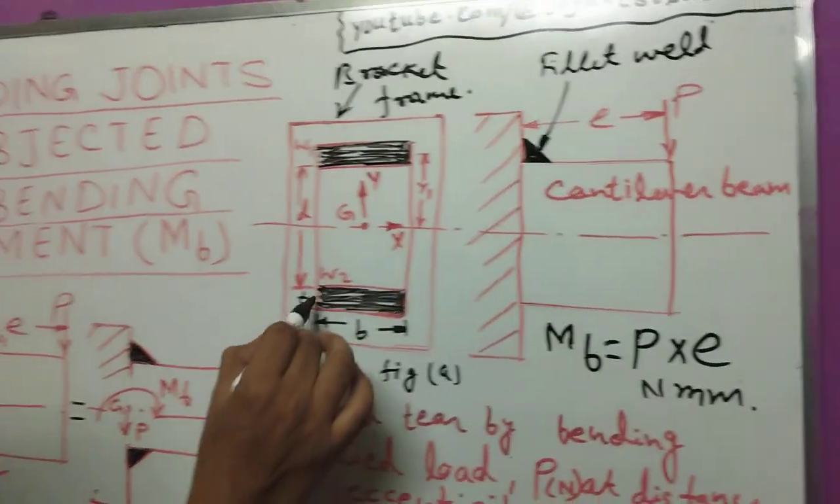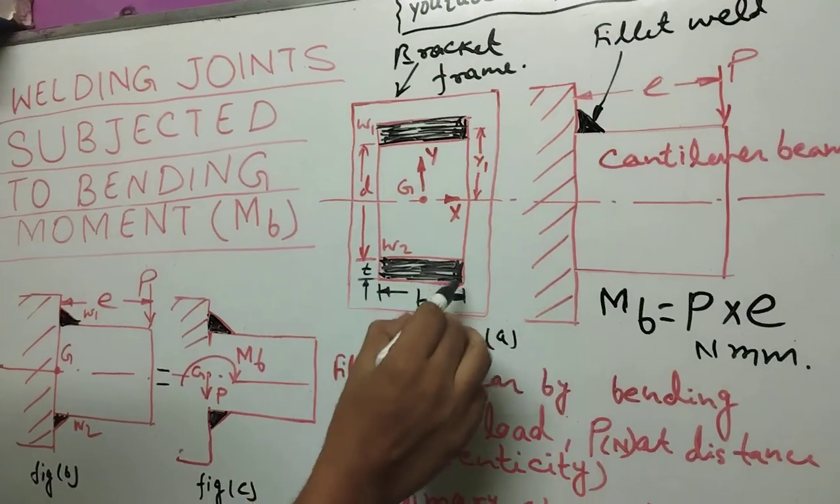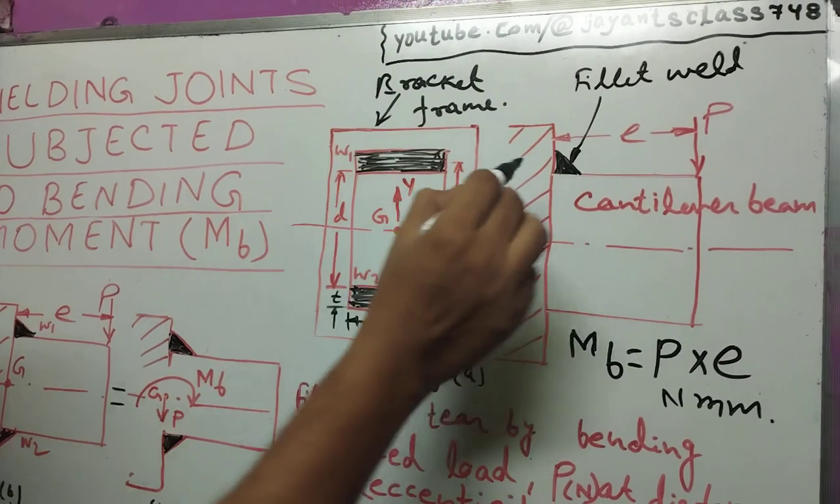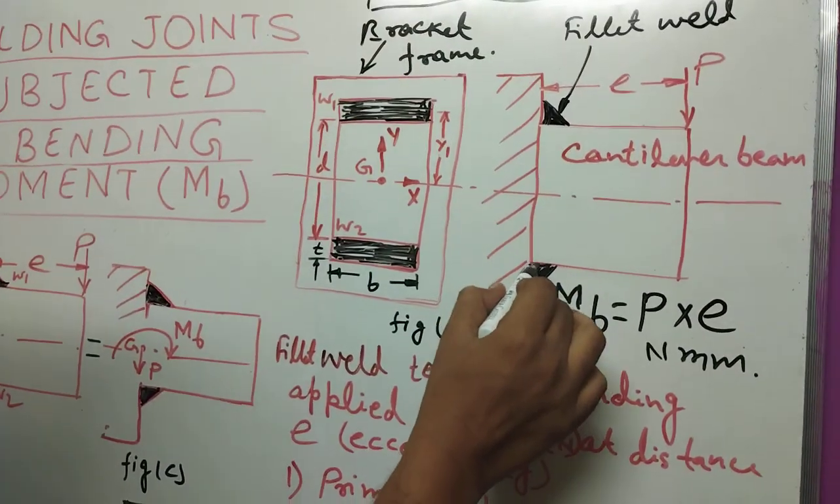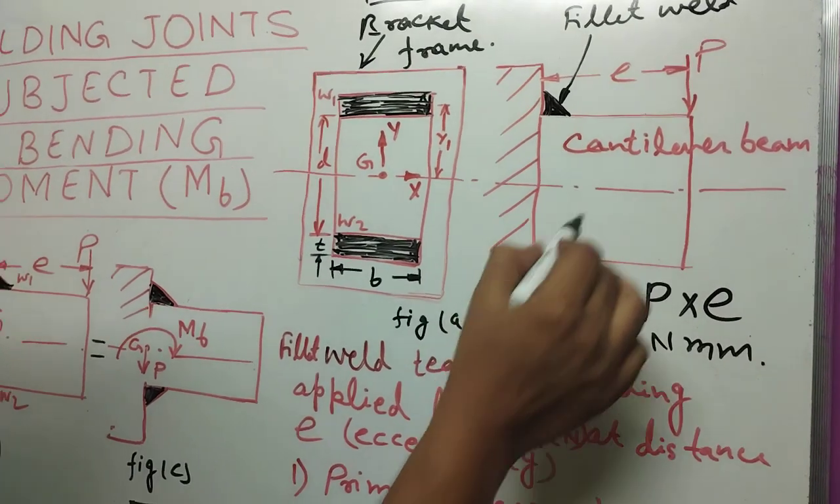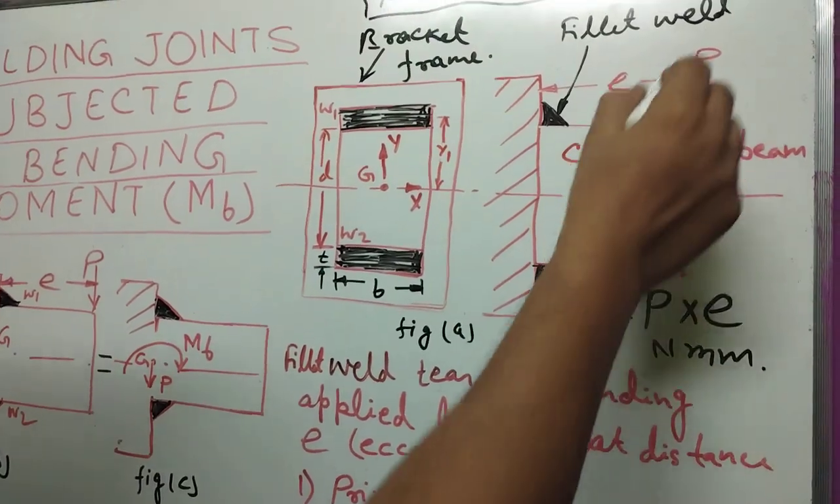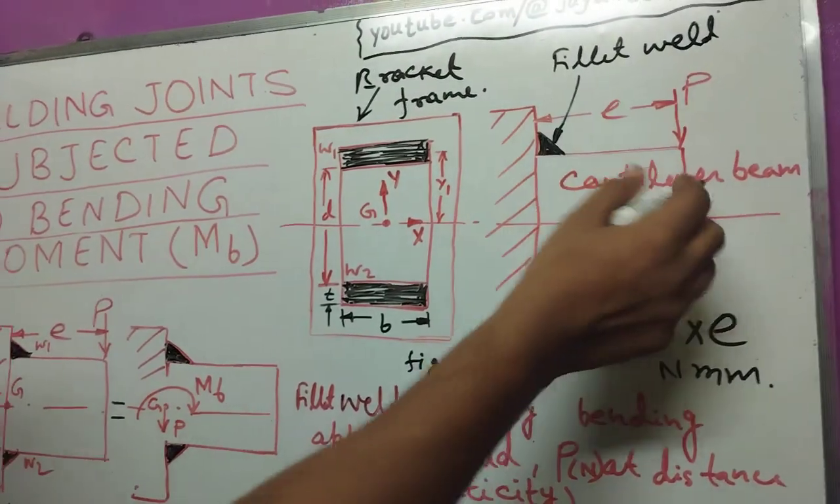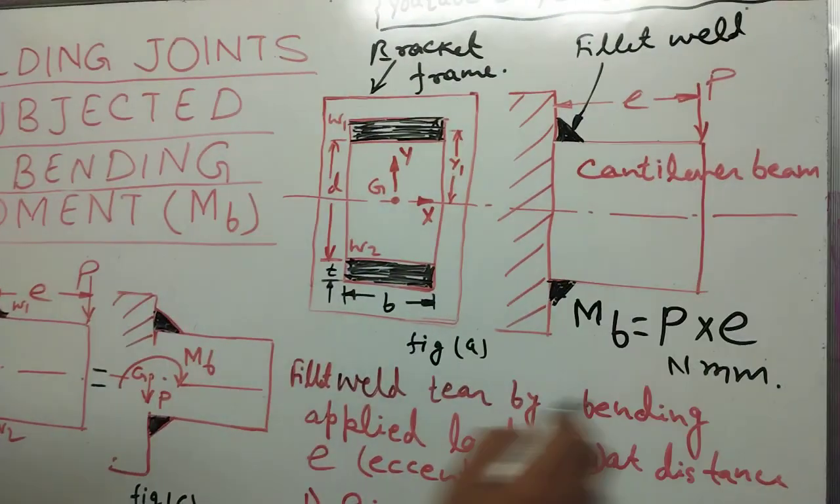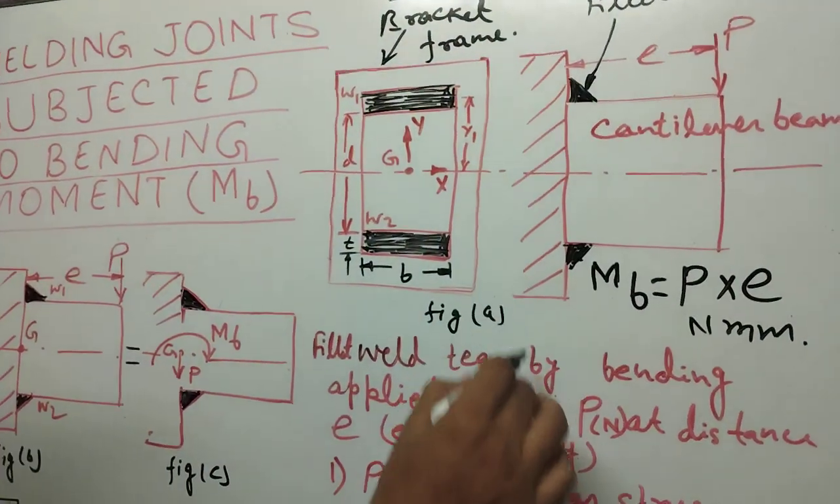There are two welds, which are parallel fillet welds. The fillet welds are joined together, two fillet welds on the bracket frame. This is a cantilever beam where the load P is applied at the eccentric distance E. Now we calculate the maximum shear stress after applying all the formulas.